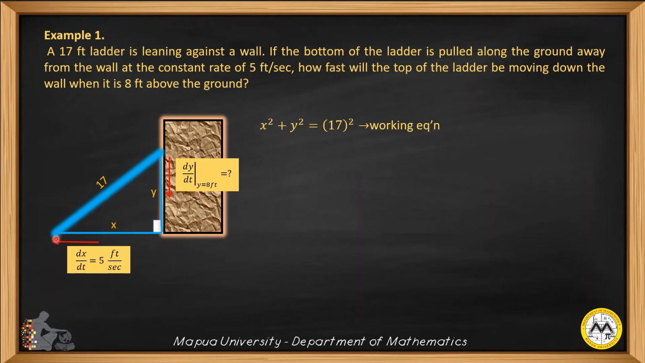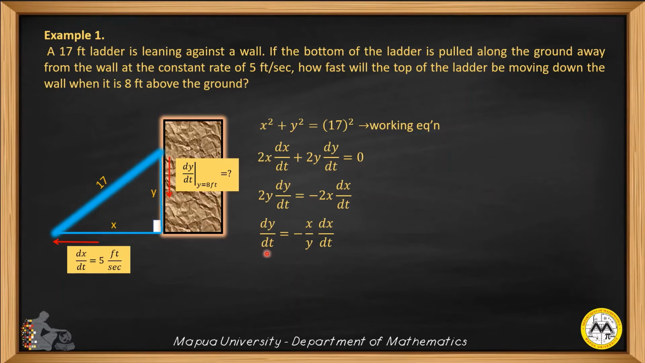Now, as we pull away the lower end, the upper end slides down. At what rate, we do not know, and we want to know how fast it is sliding down at the instant that the upper end is 8 feet above the ground. So on the basis of this working equation, what we do next is apply implicit differentiation, differentiating with respect to time t, ending up with 2x dx/dt plus 2y dy/dt equal to 0, giving us dy/dt equal to negative x over y times dx/dt.